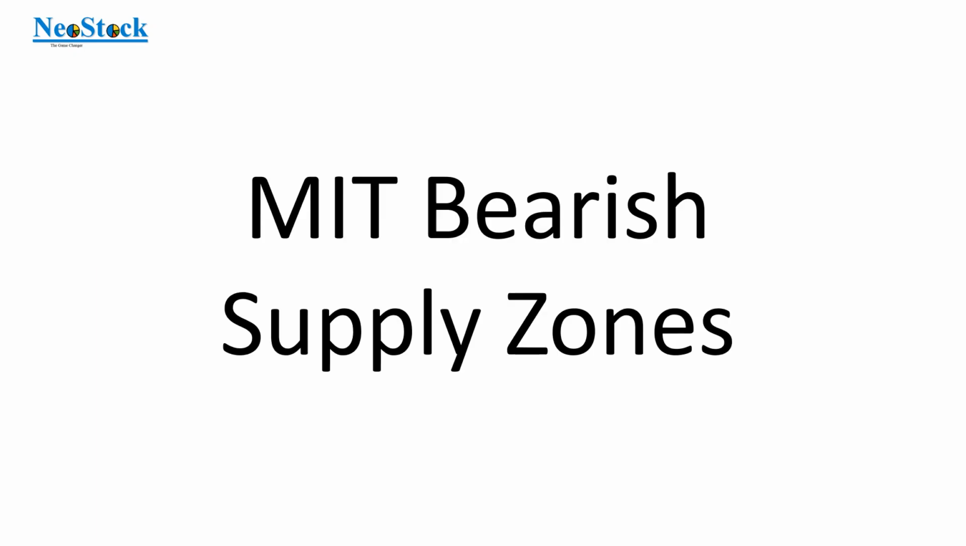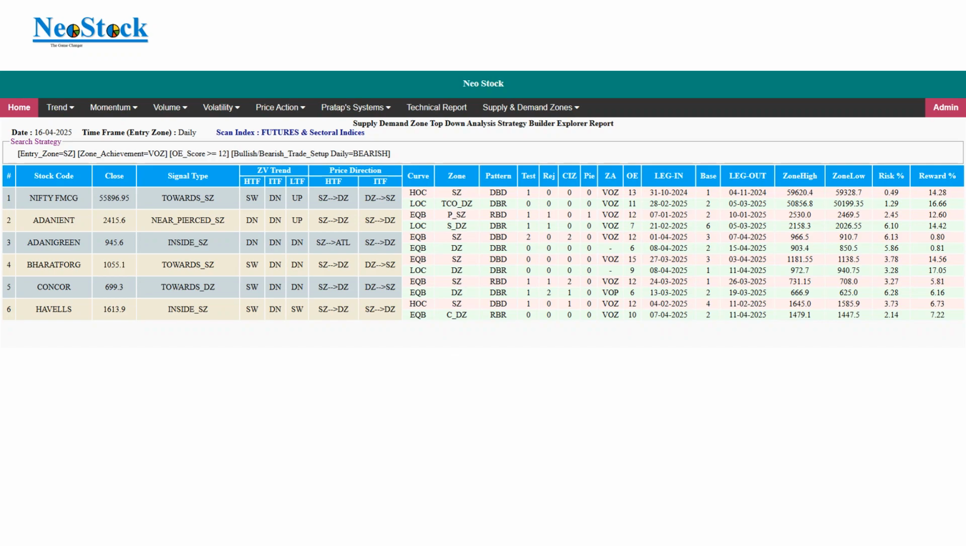Next, bearish trade setup for monthly income trade. We got 6 stocks. Bearish trade setup for monthly income trade. Entry time frame zones are daily supply zones. Here we have selected daily supply zone.